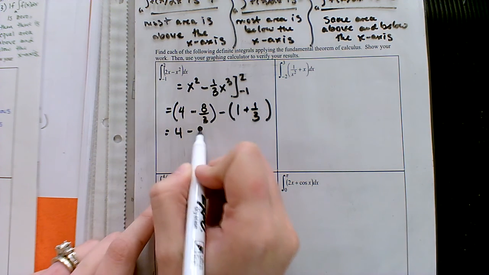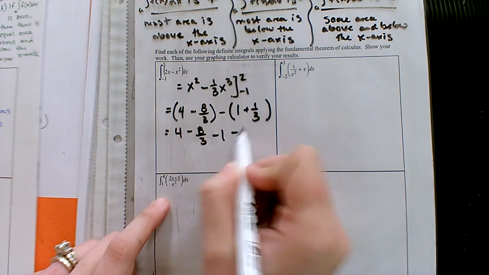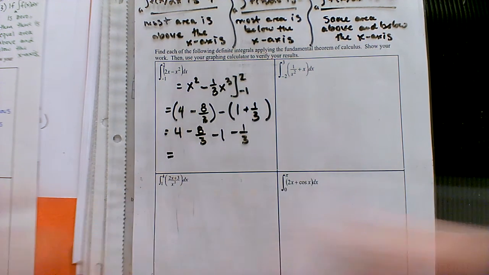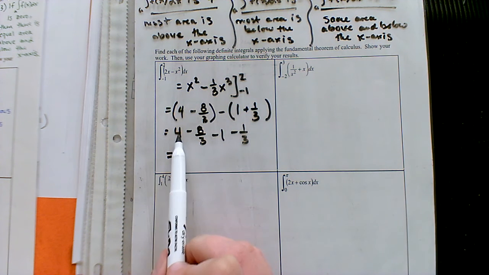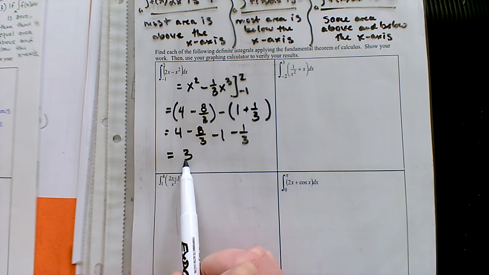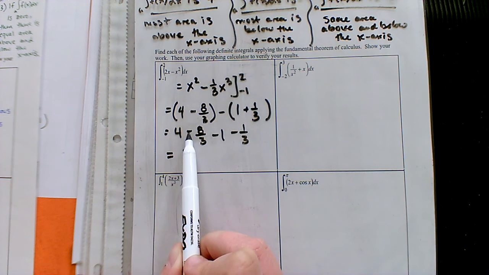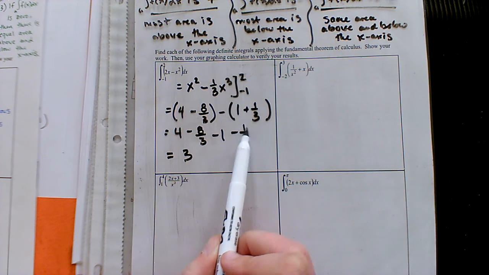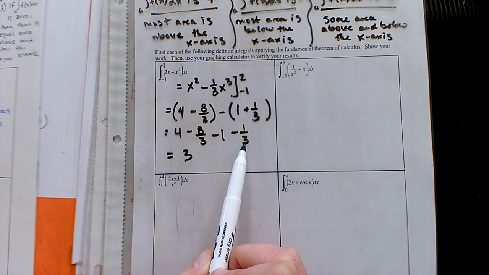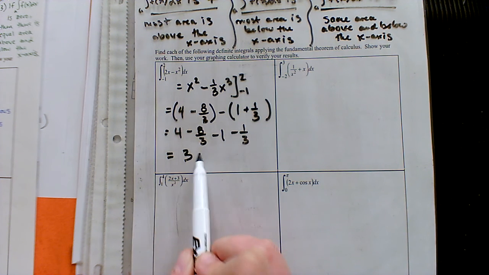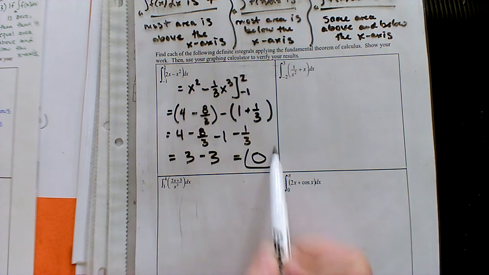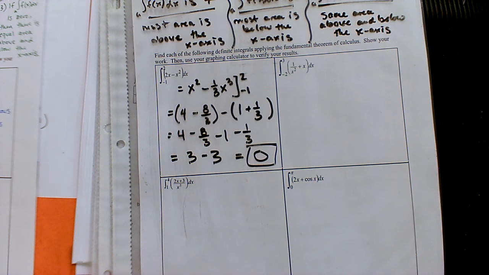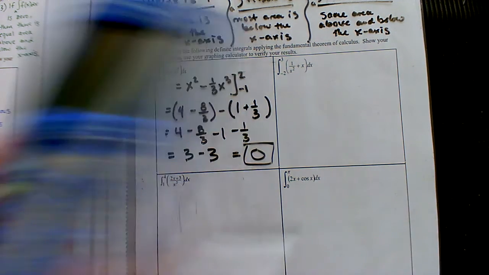All right, so 4 minus 8/3 minus 1 minus 1/3. Let's see, 4 minus 1 is 3. -8/3 minus 1/3 is negative 9/3, which is 3. So 3 minus 3, 0. What's that telling us? Equal above and below. Okay, so let's check it out.